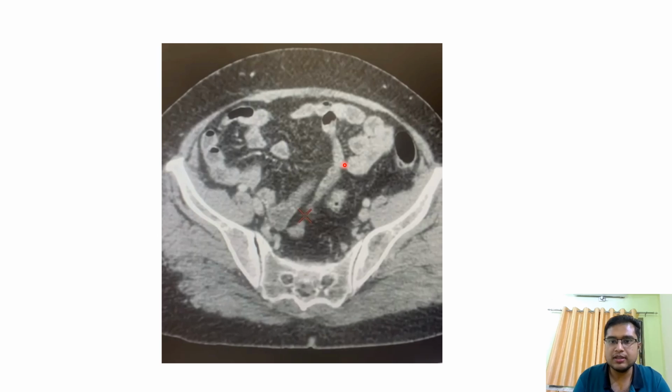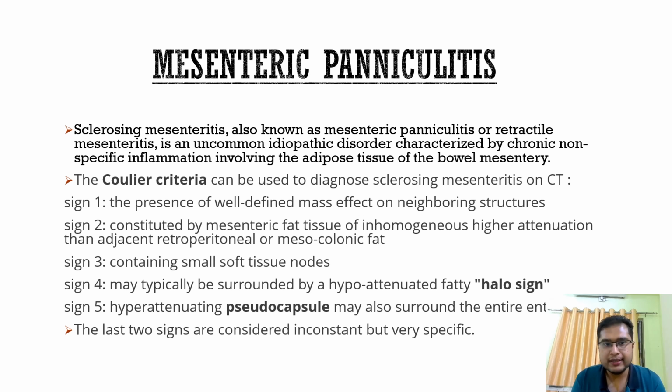So what is the diagnosis in this case? A typical case of mesenteric panniculitis. Mesenteric panniculitis, also called sclerosing mesenteritis or retractile mesenteritis, is an uncommon idiopathic disorder which is characterized by chronic non-specific inflammation involving the adipose tissue of the bowel mesentery.